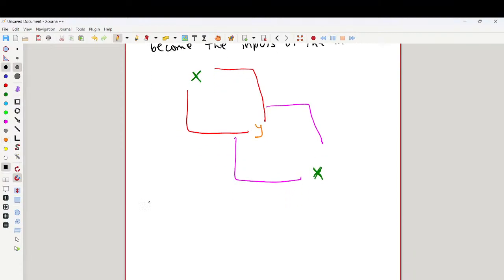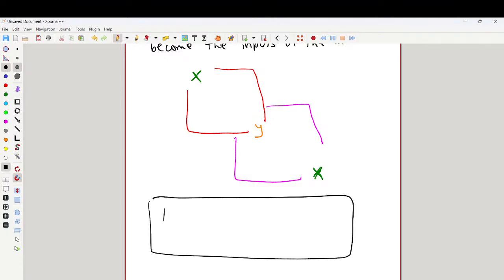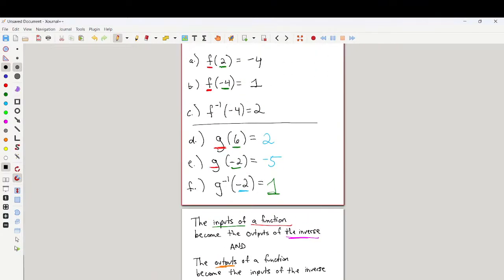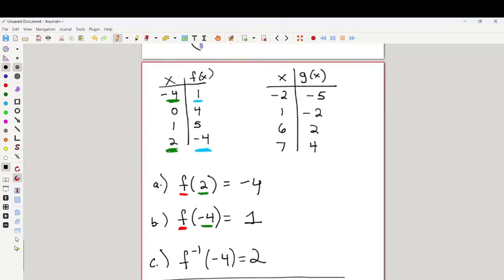More formally, the domain and range switch. The x's become the y's become the x's. And to overkill that, not trying to, and I'll go back there to let you finish writing.